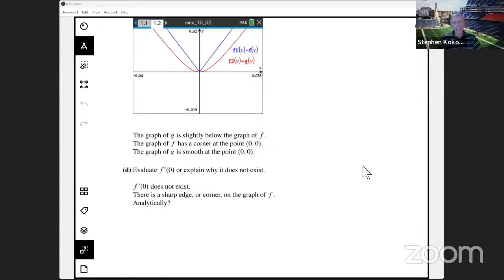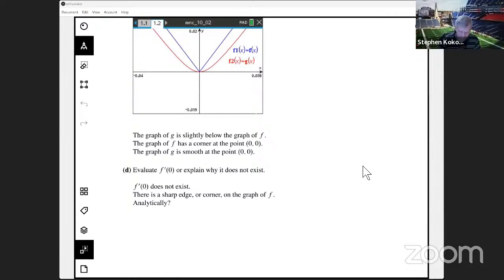So part D says, let's see if we can evaluate f prime of 0 or explain why it doesn't exist. Just by looking at the graph, as someone commented in the chat, there is a sharp edge or a corner there, or a cusp. So that suggests geometrically that the derivative does not exist there. It's not smooth. How do you show this analytically?